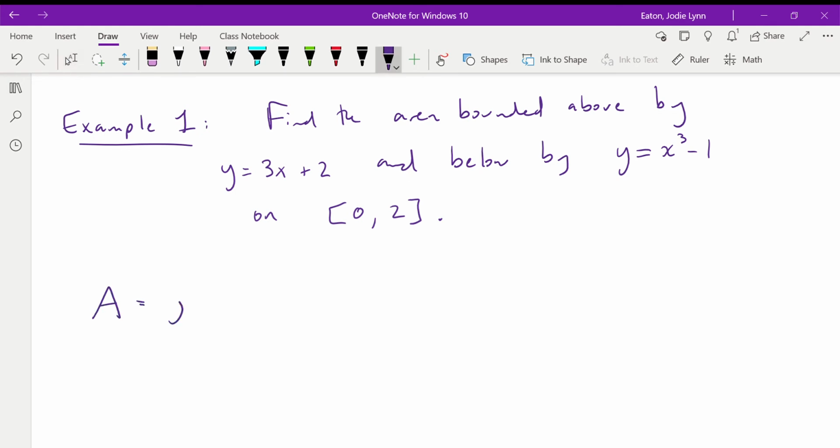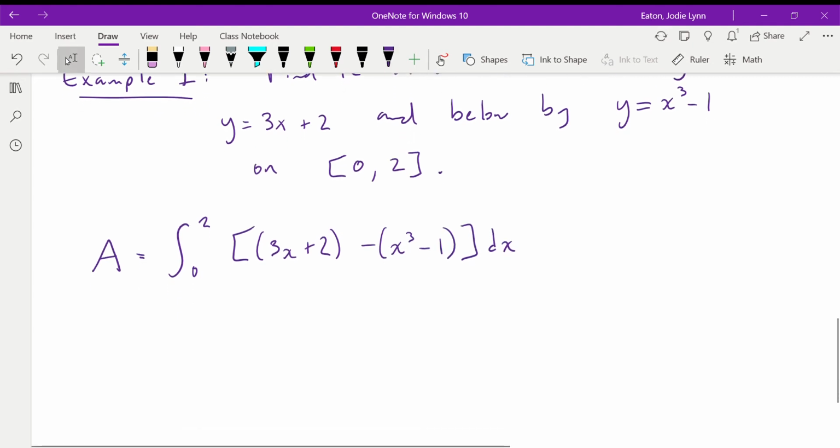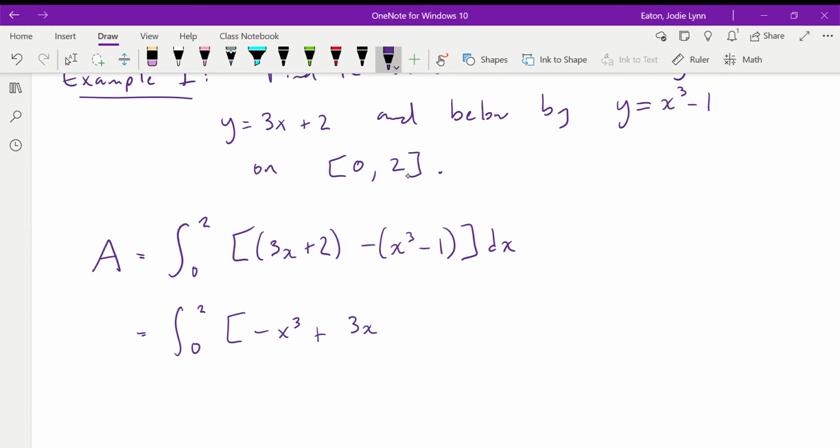So our area is equal to the integral from 0 to 2 of 3x plus 2 minus x cubed minus 1 dx, okay, which is equal to the integral from 0 to 2, and we're just going to write this all out. We have 3x plus 2 minus a minus 1, so that's a plus 3, minus x cubed, so we'll put the minus x cubed first, plus 3x plus 3 dx.